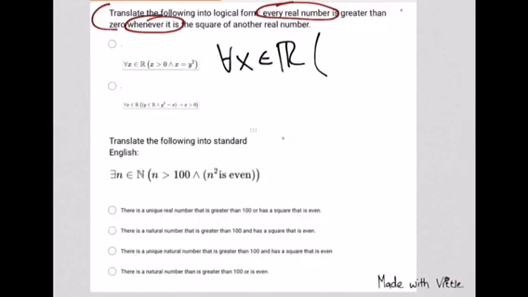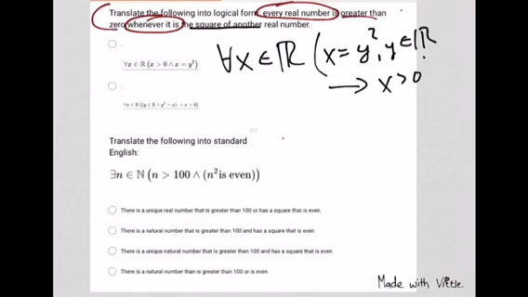So think back to what we did in the very first chapter with conditionals. That whenever means that the second part is going to start the conditional. So it's whenever x is the square of another real number. So x is going to be equal to y squared, where y is a real number. That implies this part, that x is going to be greater than 0.